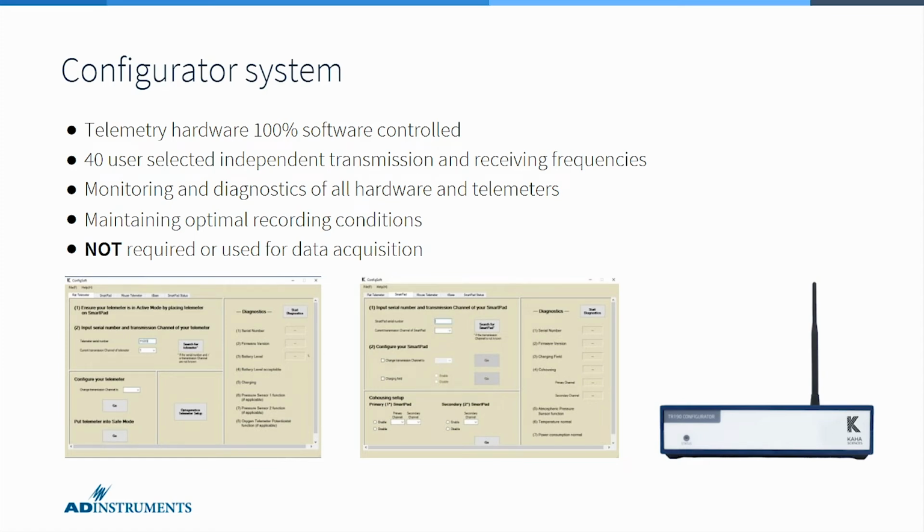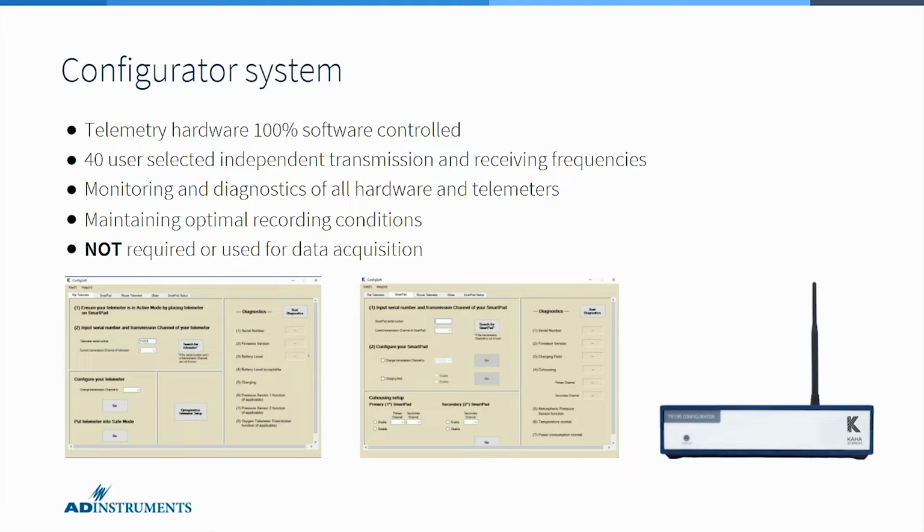So the configurator system, as I've mentioned, allows full software control of the telemetry hardware. So the telemetry system uses 40 independent transmission frequencies. So each telemeter and smart pad or T-base is paired on its own transmission frequency to avoid crosstalk between telemeters and interference between animals. So you can be confident that the data transmitted from a telemeter is picked up by the specific smart pad or T-base that you want it to be. So this is all controlled using the configurator system.